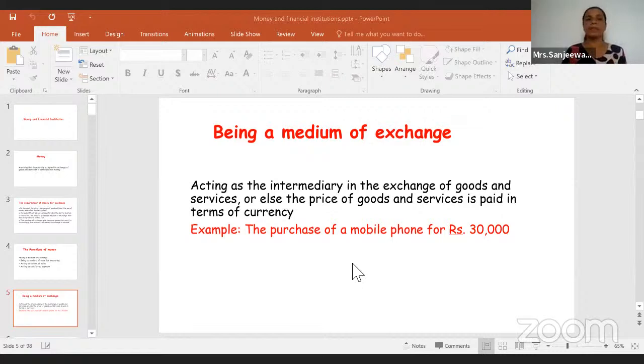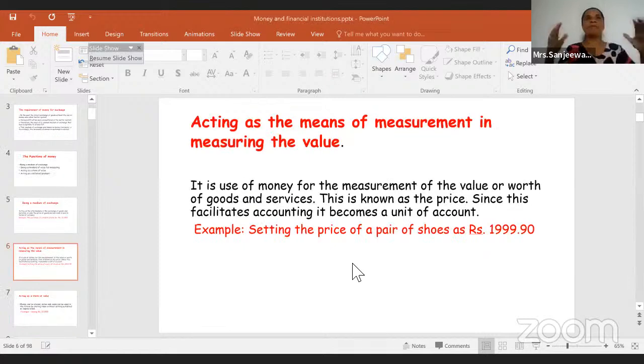The next one is acting as the means of measurement in measuring value. If you can measure the good or the service properly, that's another function. If you can exactly measure the value, that is the use of money for the measurement of value. So you can say this book is 50 rupees. You can measure exactly. This is known as the price, children. It facilitates accounting. It becomes a unit of account.